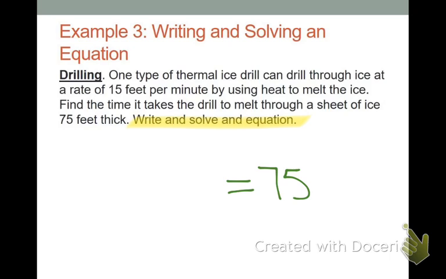So what number do you think you're going to use in your equation? 15. 15, because that's how many feet per minute. All right, and then a variable, it doesn't tell me which variable to use. Which one would you choose? F for feet, M for minutes, X, and it does not matter which variable you choose.